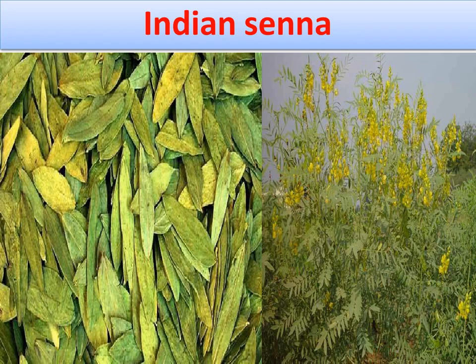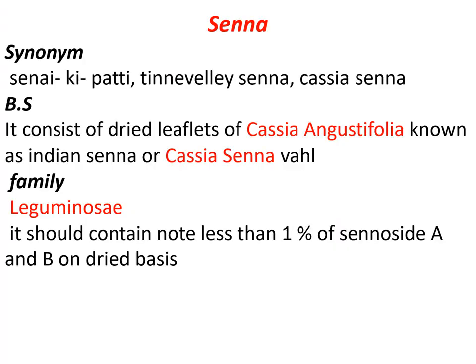So the crude drug under the glycosides in this chapter is Senna. We will discuss Senna. What is the synonym for this? This is Senna, Cassia senna. Indian Senna is also called Tinnevelly Senna, which is a synonym of this. Cassia senna is also the name given for this Indian Senna. It consists of dried leaves of Cassia angustifolia, known as Indian Senna or Cassia senna. Family Leguminosae. It should contain not less than 1% of Sennoside A and Sennoside B on dry basis.